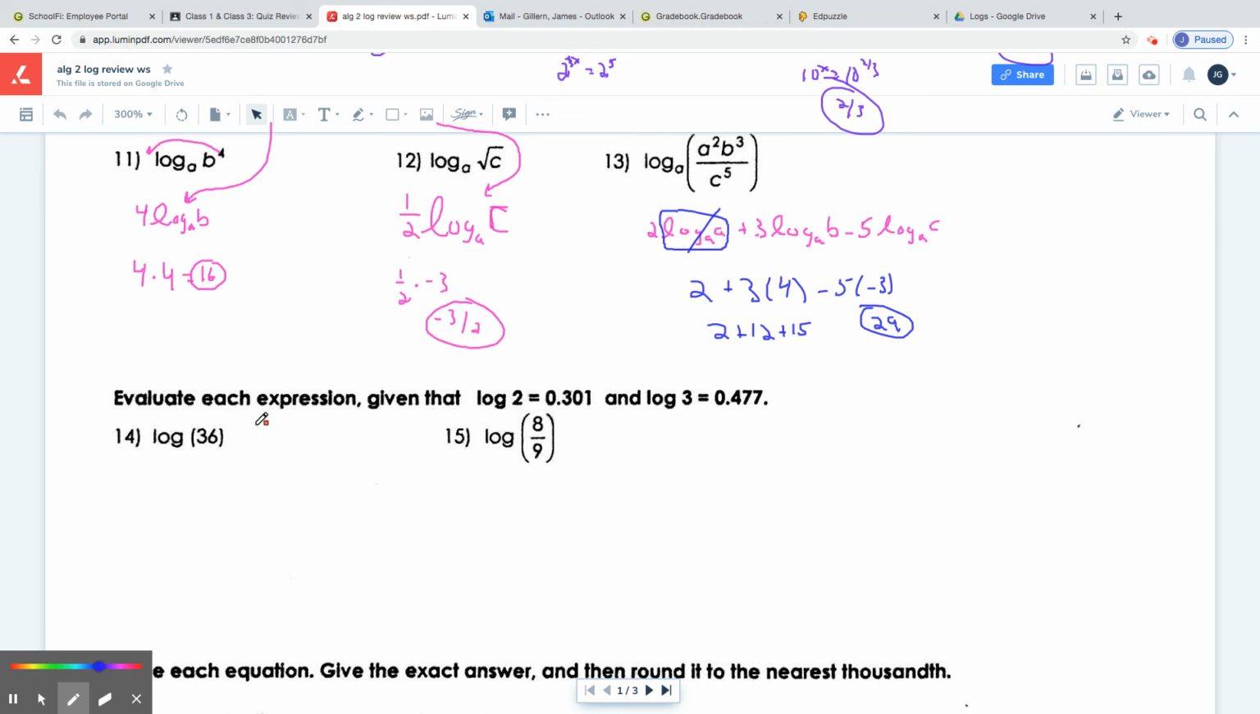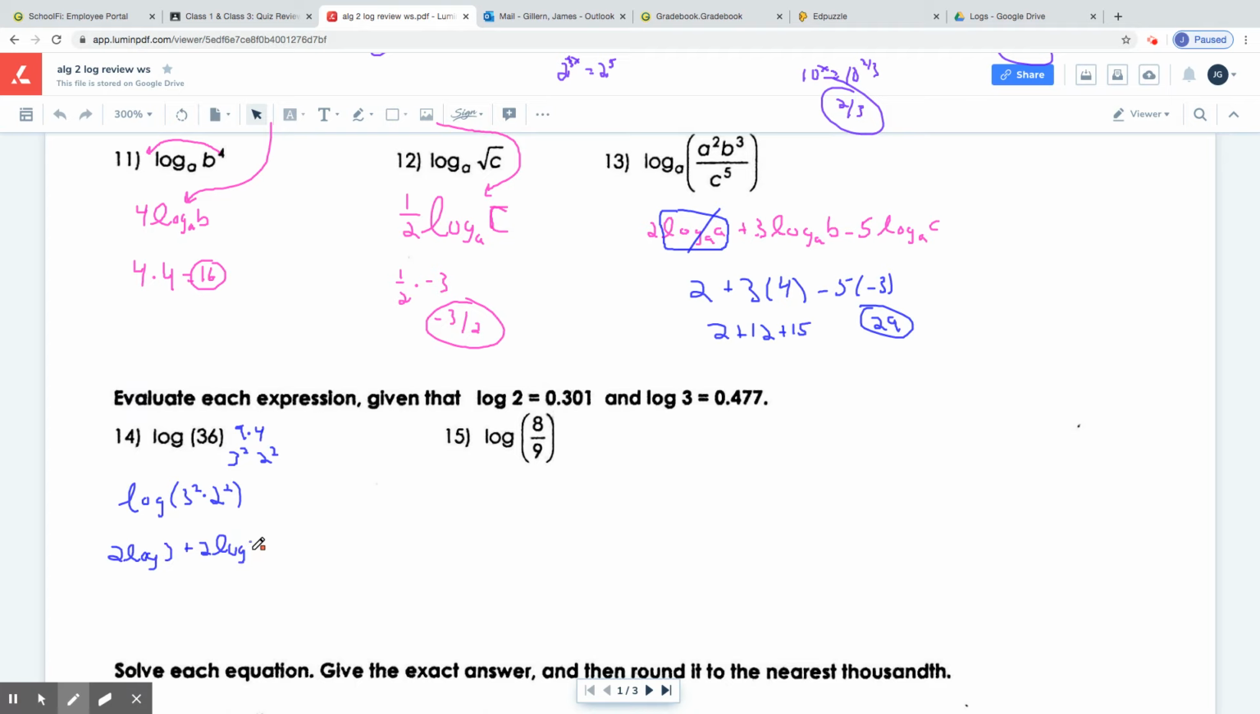So 36 is what? 9 times 4? Well, isn't 9 3 squared and 4 2 squared? So if I rewrote this as the log, instead of 36, I'm going to rewrite it as 3 squared times 2 squared, which is the same thing, right? But now these are properties of log. The 2 goes out in front: 2 log of 3 plus 2 log 2. And now I substitute those values in.